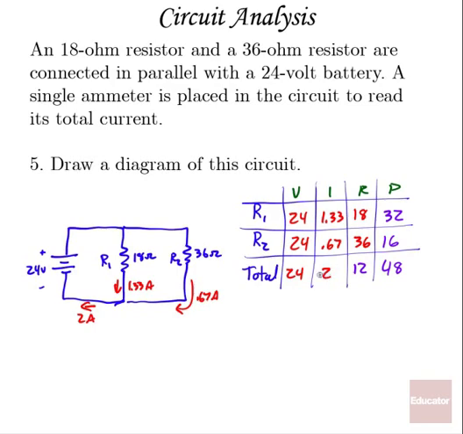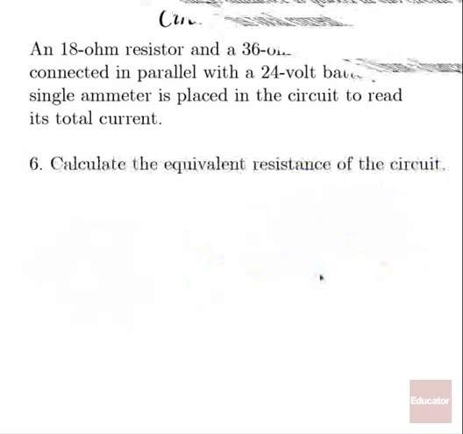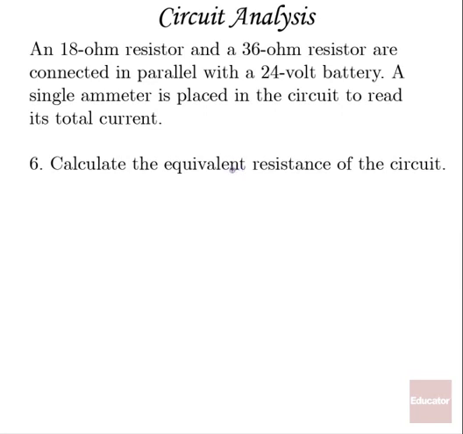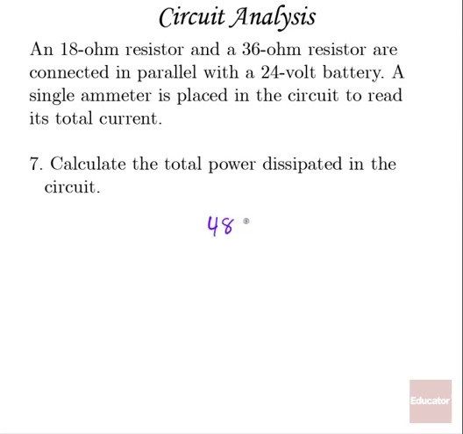So for example, as we go through the next one, calculate the equivalent resistance of the circuit. We just did that. The equivalent resistance was 12 ohms. And calculate the total power dissipated in the circuit. Our total power dissipated was 48 watts. All right, as we do these then, there's our 48 watts.